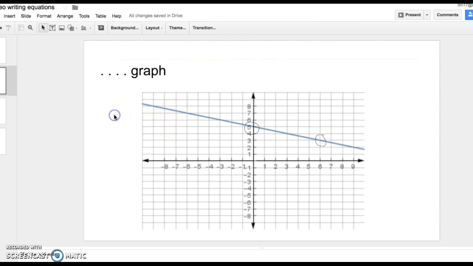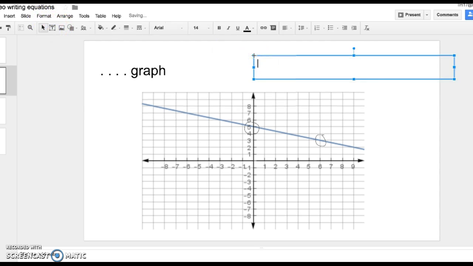Our next part that we're looking for is our y-intercept. And again, for our y-intercept, x is always 0, so my y-intercept here is going to be 5. Don't forget to write your equations in y equals mx plus b form, where m is your rate of change and b is going to be the y value of the y-intercept.